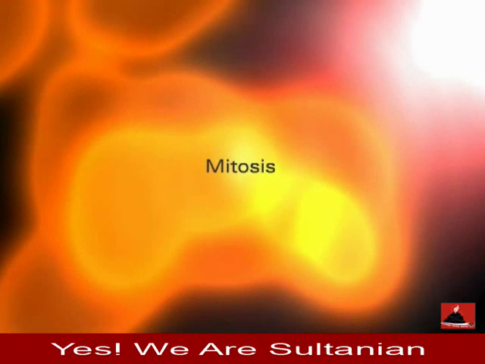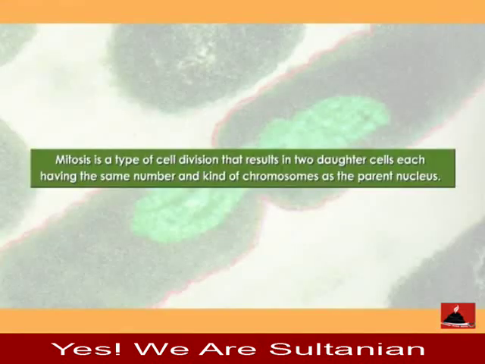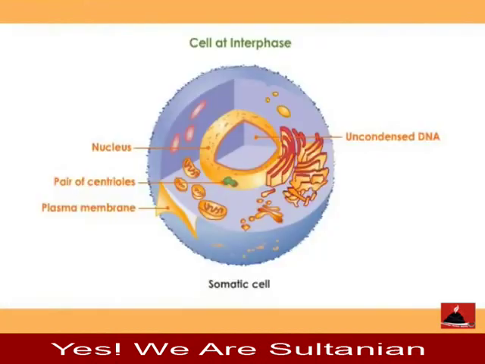Mitosis. Mitosis is a type of cell division that results in two daughter cells, each having the same number and kind of chromosomes as the parent nucleus.